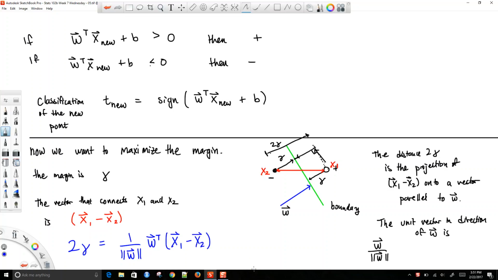And so I guess this is all the time we have for today. So this gets us to how we're trying to set up ourselves to maximize this margin. So we've got 2 gamma as the projection of the distance between these points onto the vector that is perpendicular to our boundary.